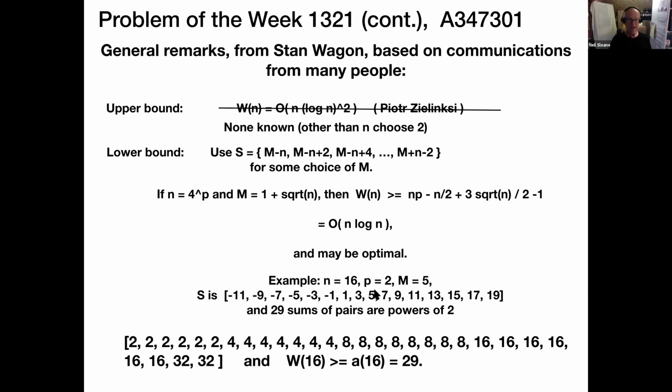So for example, if you take 16 numbers and you take m to be 5, you go from minus 11 up to 19, and you get 29 sums that are powers of 2, which I've written out here just to emphasize that the powers of 2 don't have to be distinct. So this arithmetic progression gives you 29 as a lower bound for n equals 16. And in general, it gives you big O of n log n as a lower bound. So certainly a lower bound on W of n, and it may actually be pretty close to the truth. We don't know.